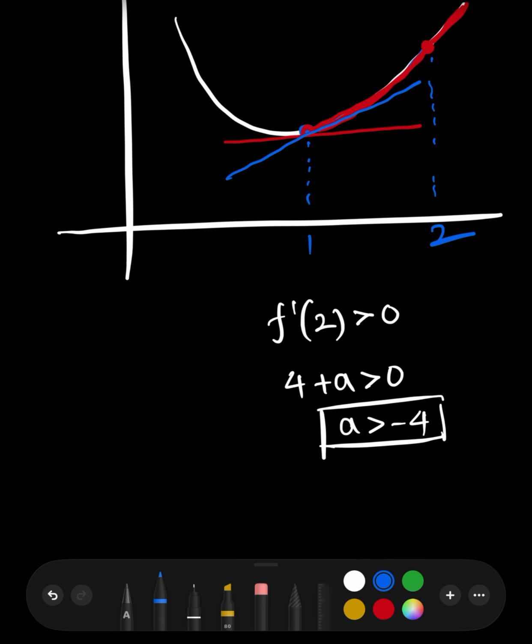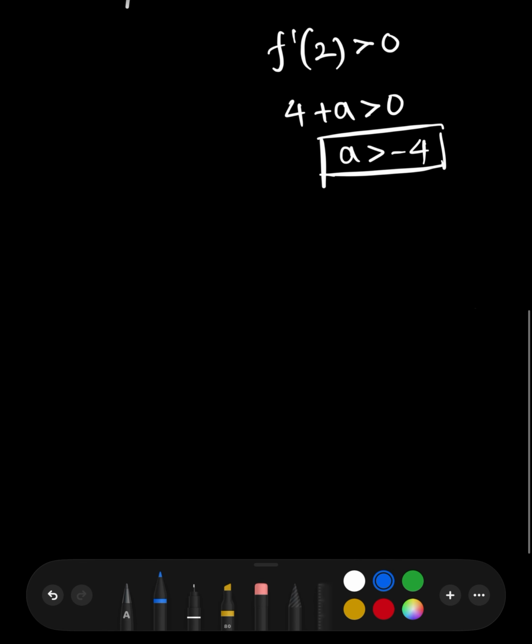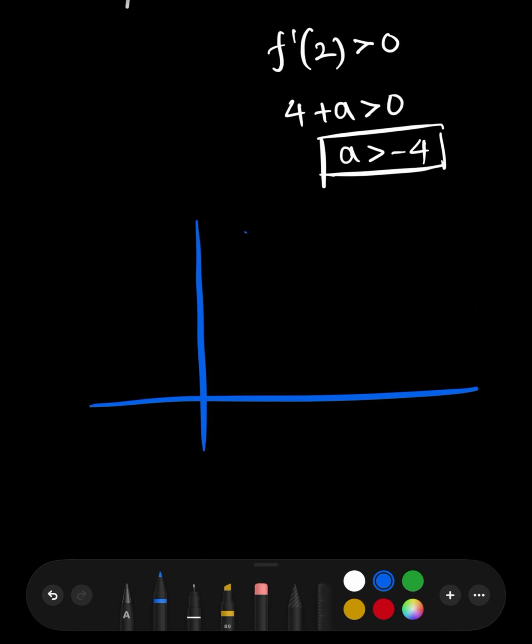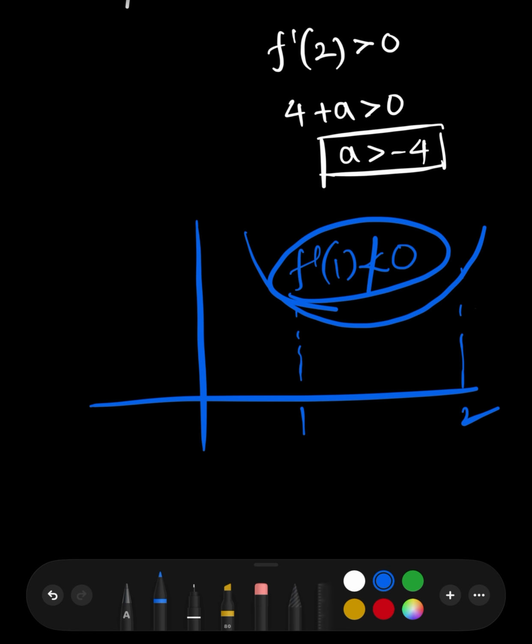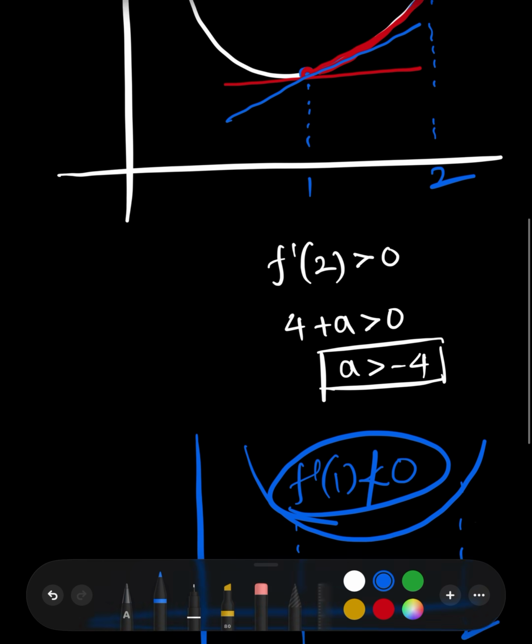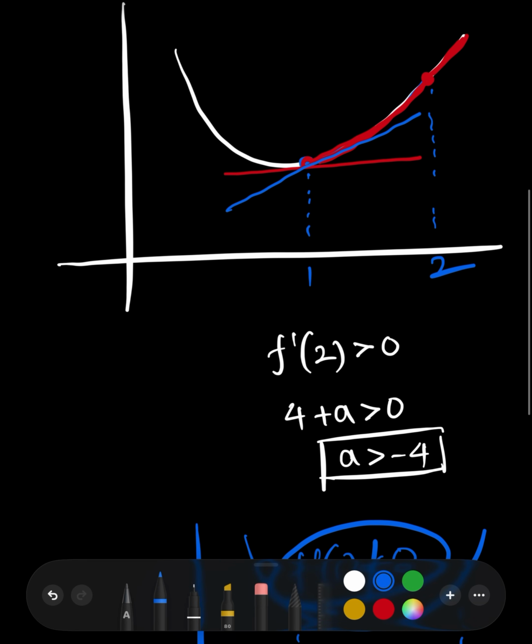But if it is like this, if 1 is here and 2 is here, then we can't say that the function is strictly increasing in between 1 and 2. So it is very clear that f'(1) less than 0 is meaningless. So f'(1) is not less than 0, right? So there will be two possibilities according to the diagram.